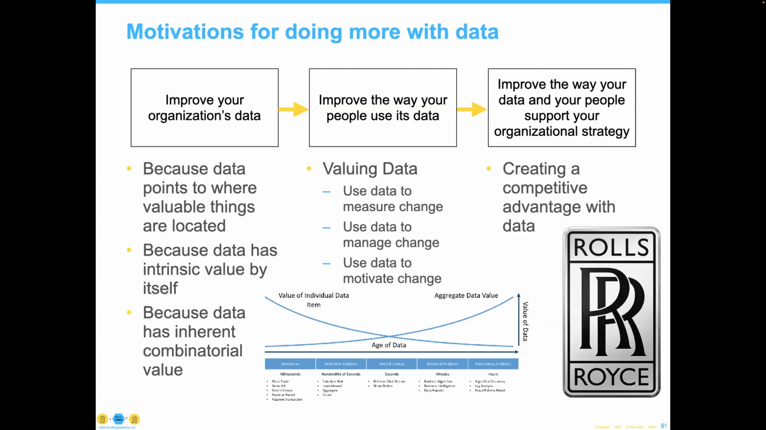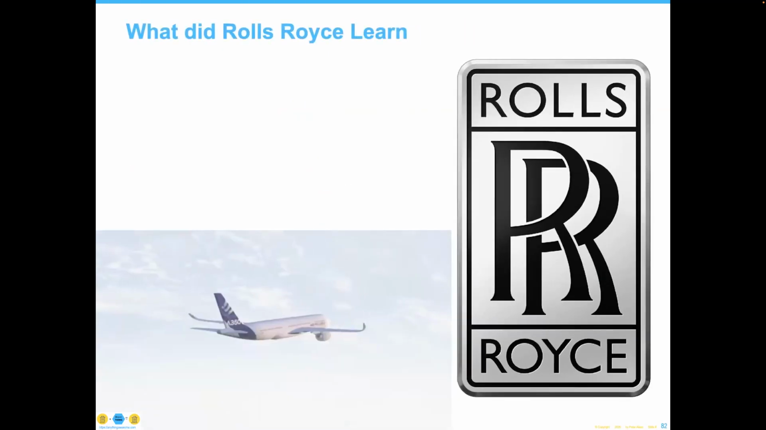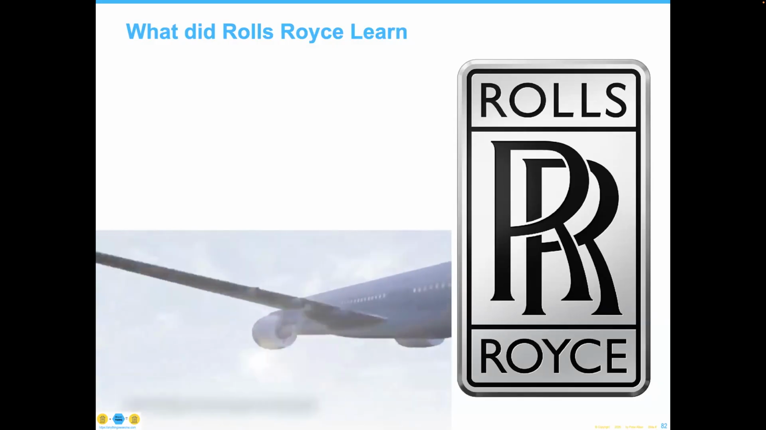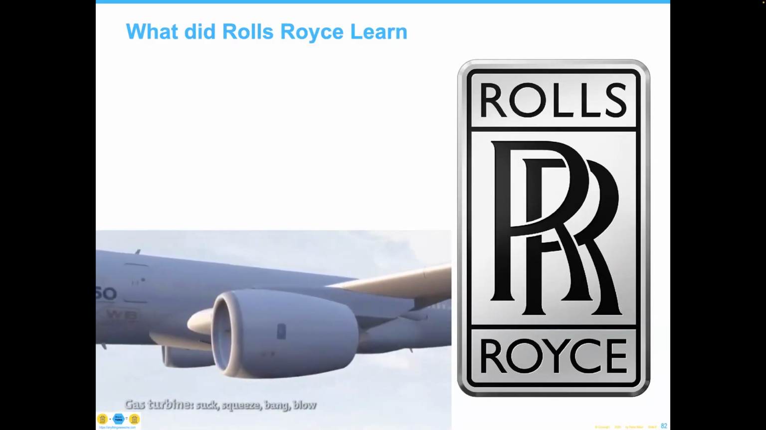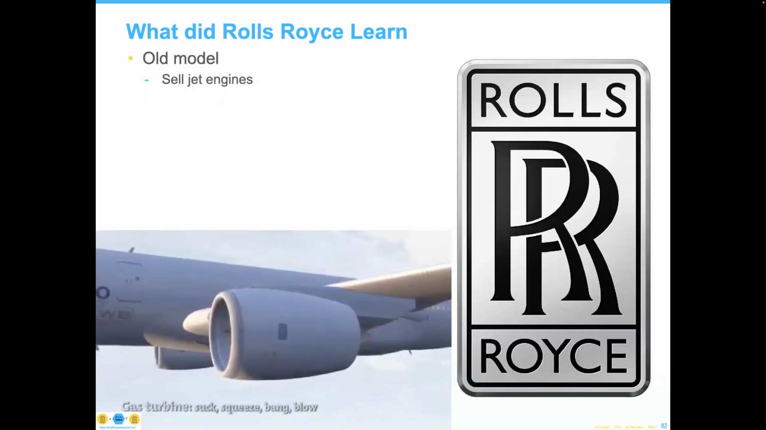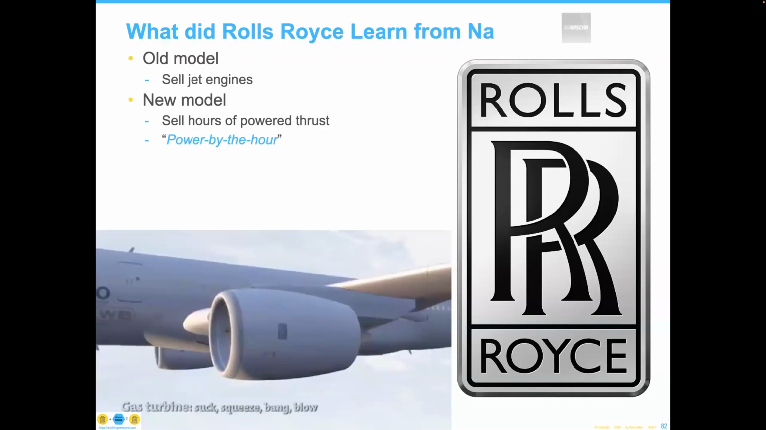And I'm going to give you a story here about Rolls-Royce, just very briefly. It's a wonderful story. Rolls-Royce is the part of the company that makes the large jet engines that go on things that safely take us around the world. The old model of business for Rolls-Royce was to sell things, in this case jet engines. But the problem was they were treated like a vendor. They couldn't have the conversations with the airlines that they wanted to have. So they decided to create a new model. The old model was to sell things. The new model is to sell service, that is, hours of powered thrust. They had a great name for it: power by the hour, to keep things going.